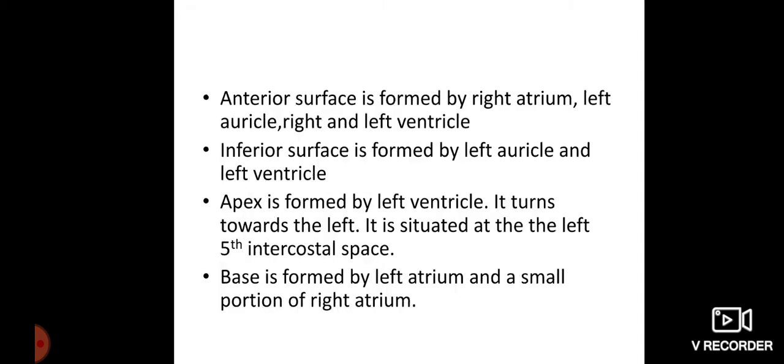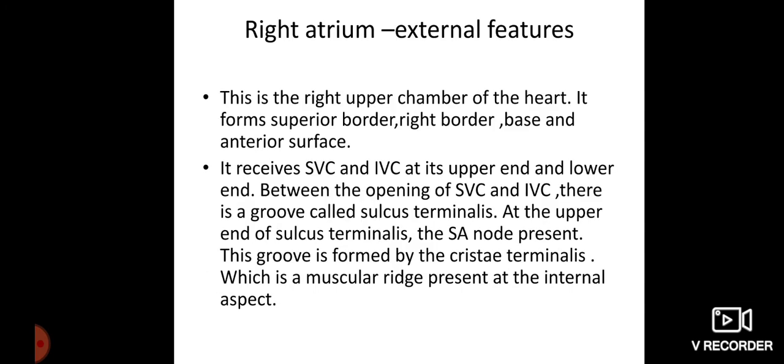Now, here you can see anterior surface which is formed by the right atrium, left auricle, right and left ventricle. Inferior surface formed by left auricle, left ventricle. Apex is formed by the left ventricle. It is directed towards the left and it is situated at the left fifth intercostal space. Base is formed by the left atrium and a small portion of the right atrium. Right atrium, the external features.